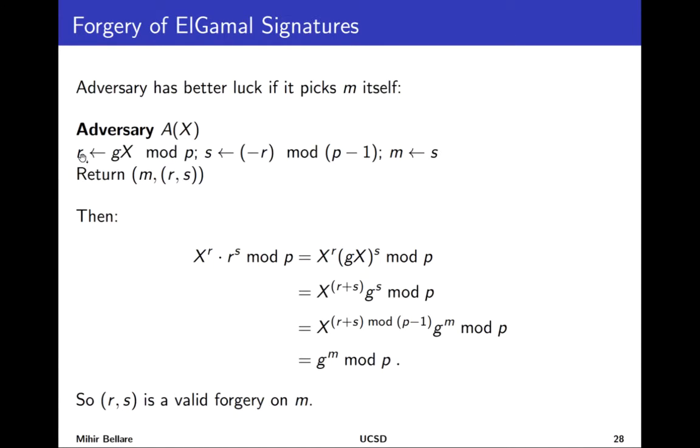Now, it first starts by creating the R component of the signature, which is created by multiplying the generator by big X mod p. Remember, the generator is public. It then takes the second component of the signature to be the negative of R, and this is done in the exponent space. This is mod p minus 1. Finally, it sets the message to also be this value S. And so that's the triplet outputs.